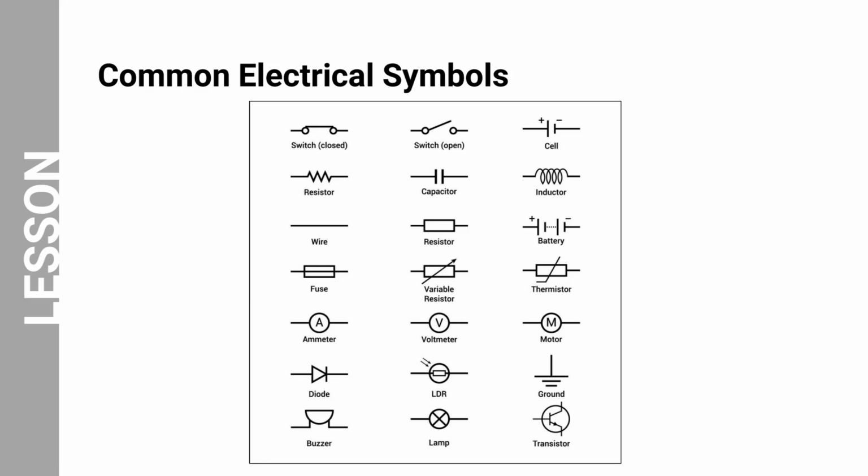Other symbols include capacitors that store energy, inductors that resist changes in current, and fuses that protect the circuit. Measurement tools like ammeters and voltmeters are also shown, along with components such as diodes, lamps, motors, and transistors. These symbols are like a universal language for electrical circuits, helping engineers and technicians communicate effectively.